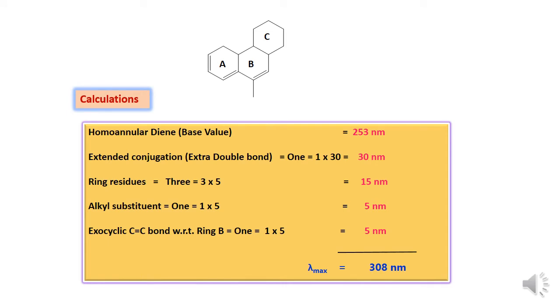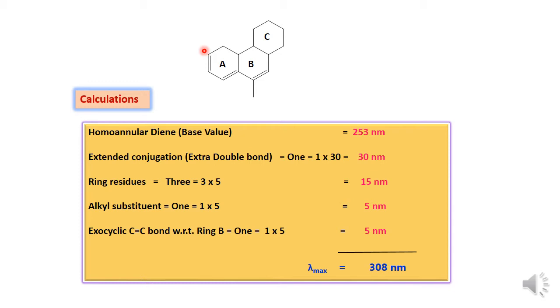So this is the second compound, and we have to calculate the lambda max value for this given compound. Now in this compound there are three rings: one A, second B, and this one C, and these three rings are fused with each other. Whenever such a compound is there, and whenever there is a conjugated system, then we have to see whether it is a homoannular diene or a heteroannular diene.